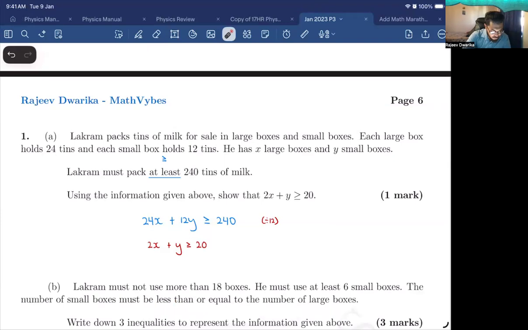Lacram packs tins of milk for sale in large boxes and small boxes. Each large box holds 24 tins and each small box holds 12 tins. He has x large boxes and y small boxes. Lacram must pack at least 240 tins of milk. Using the information given above, show that 2x plus y is more than or greater to 20.